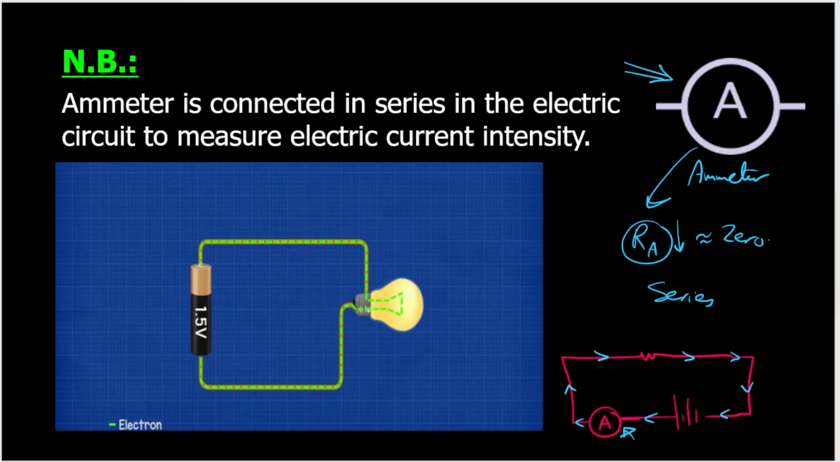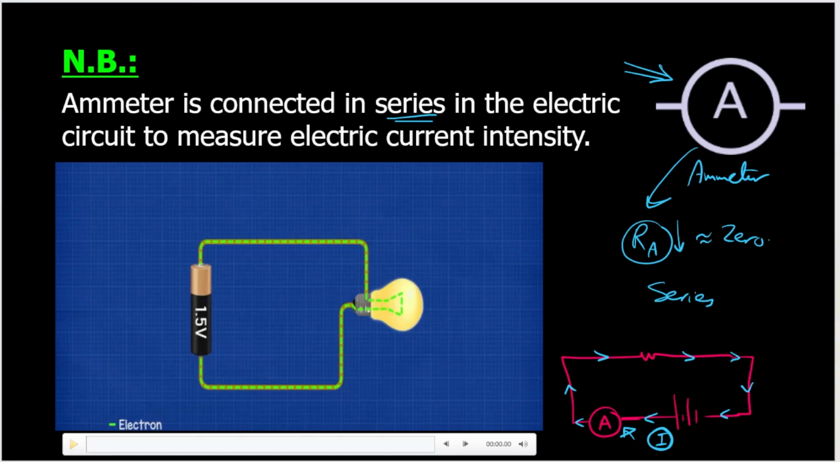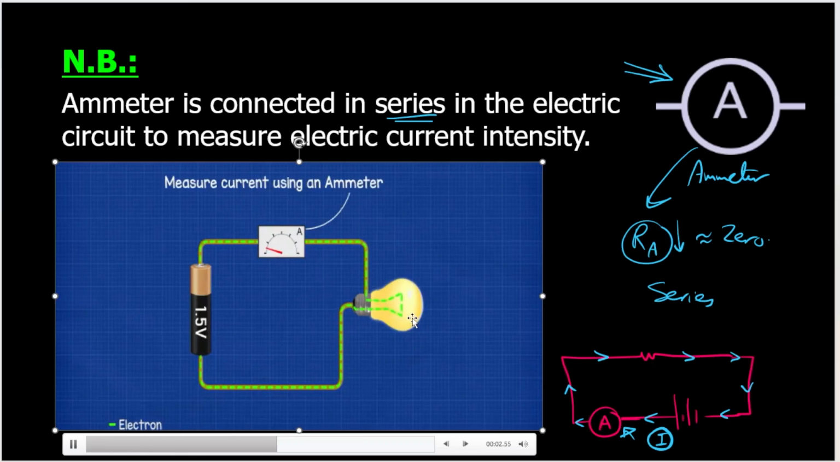So why is the ammeter connected in series? So the same value of the current intensity will pass through it. So the ammeter is connected in series in the electric circuit to measure the electric current intensity. Like in this video, we have a battery, a bulb, and this ammeter which is connected in series. If you have a circuit like this and you are asked to draw the ammeter, you need to connect it in series. What is meant by series? It means you add it in this branch. You will not create another branch, only the same branch.